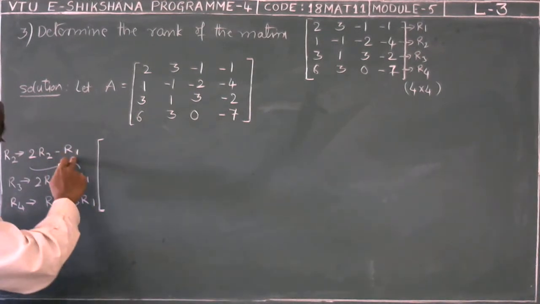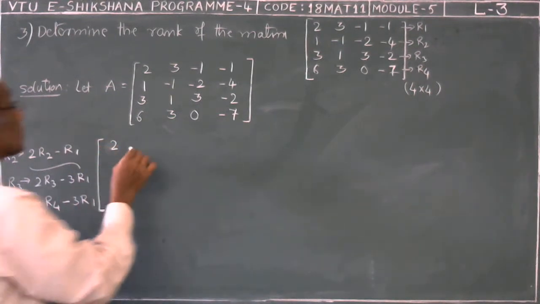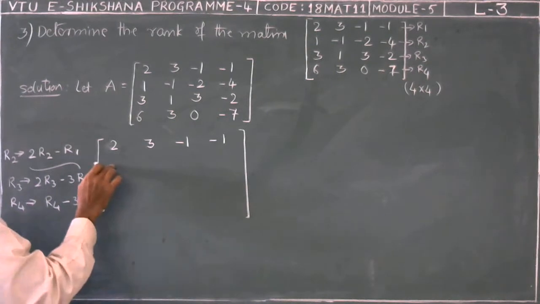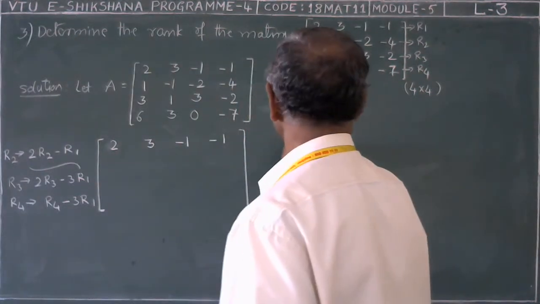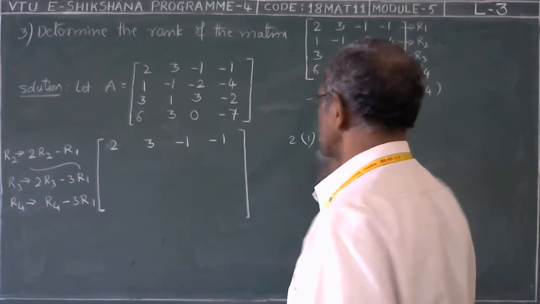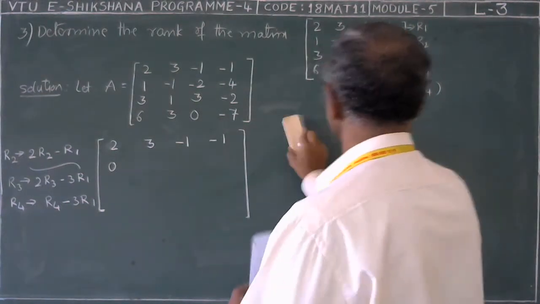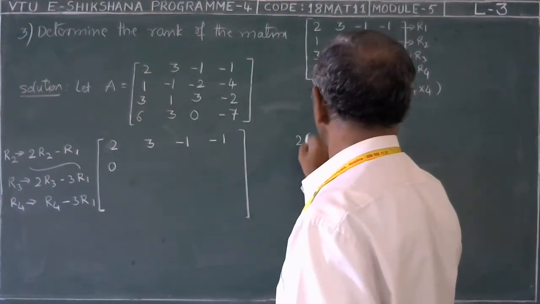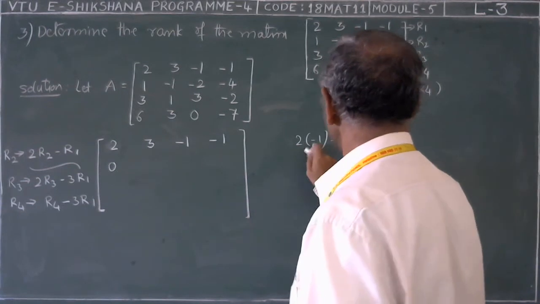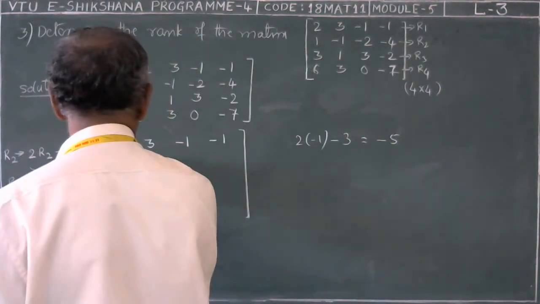Row 1 is being used to make these 3 entries 0, so this is not changed. I will write the first row as it is: 2, 3, minus 1, minus 1. Then you can make a rough calculation. For 2R2 minus R1: 2 into 1 is 2, minus 2 is 0. Then the next is 2 times minus 1, minus 3, that is minus 2 minus 3, which is minus 5.